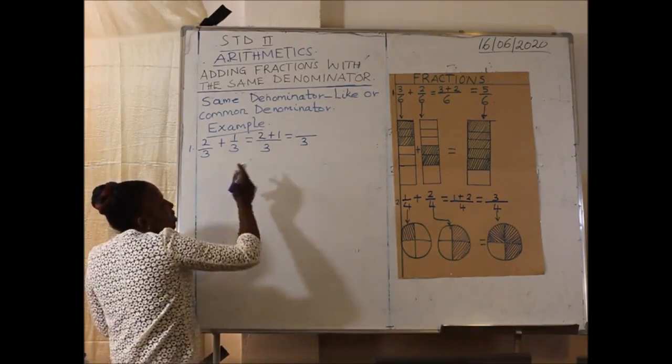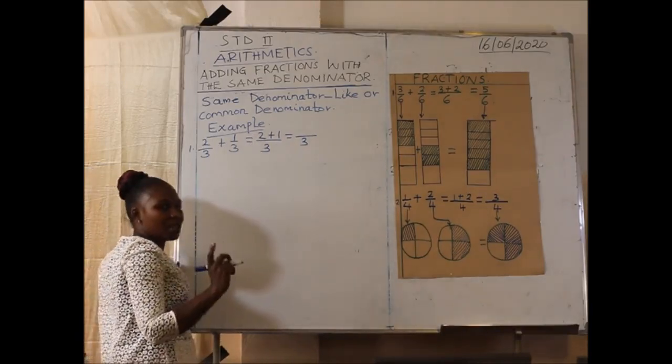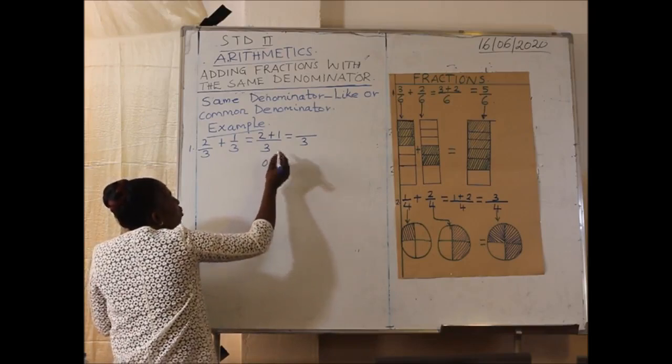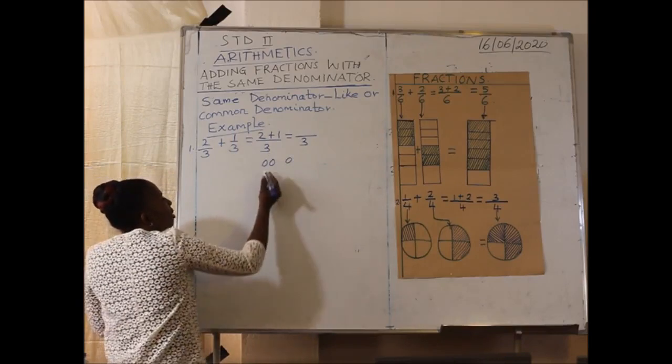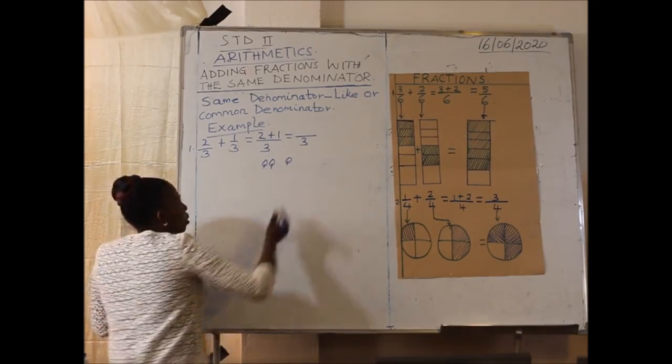Thereafter you ask yourself, 2 plus 1, or 2 shaded parts plus 1 shaded part, what will be the answer? You can even use counters. 1, 2 for this one, plus another counter, that is 1. So when you count together, that is 1, 2, 3, which will be the total.